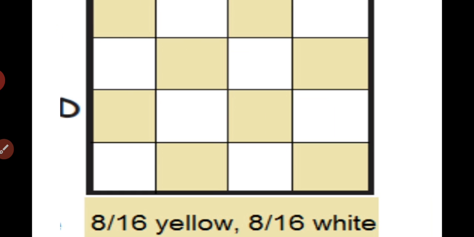Here is the shape D. For shape D, here are 8 parts that are yellow and 8 squares are also white. So we can write 8 upon 16 for yellow and 8 upon 16 for white.